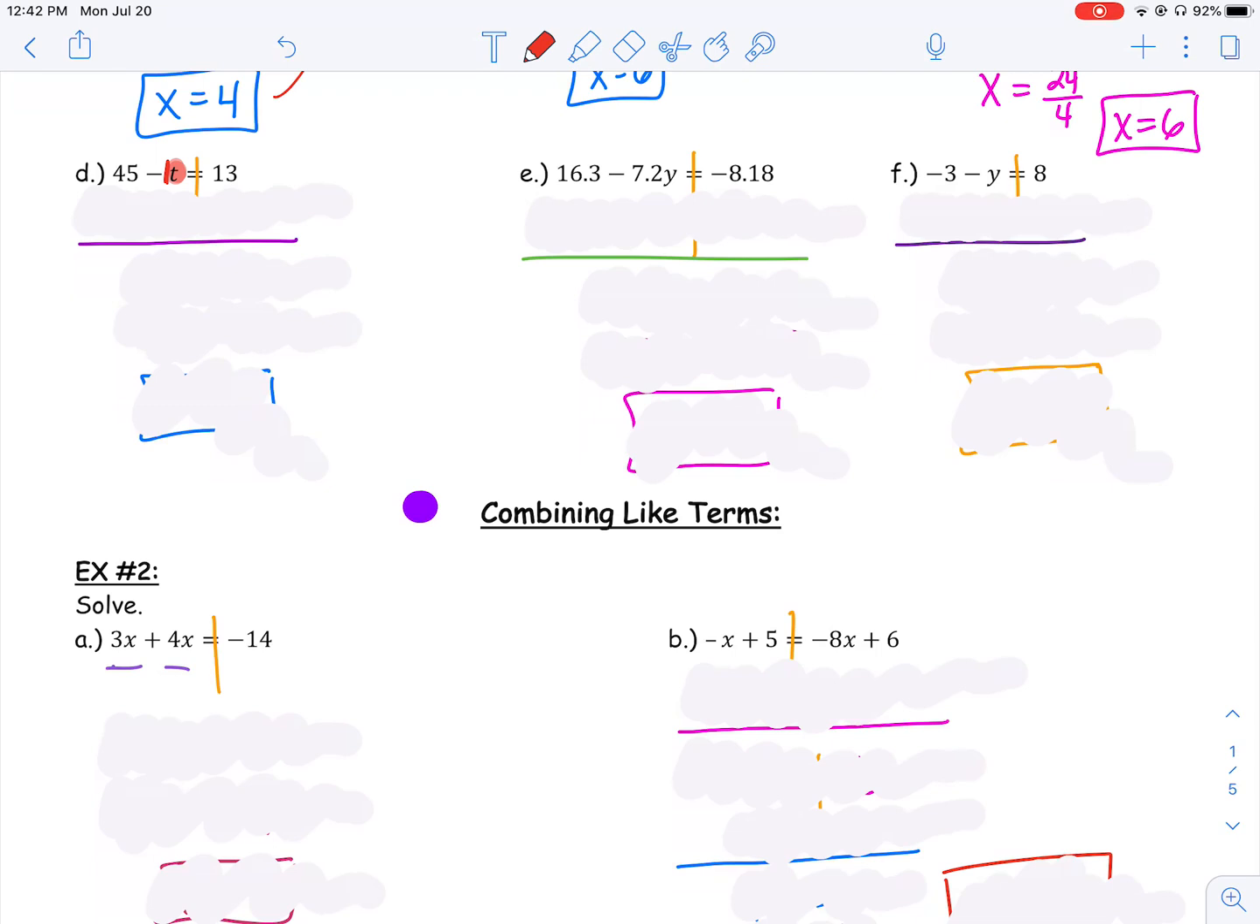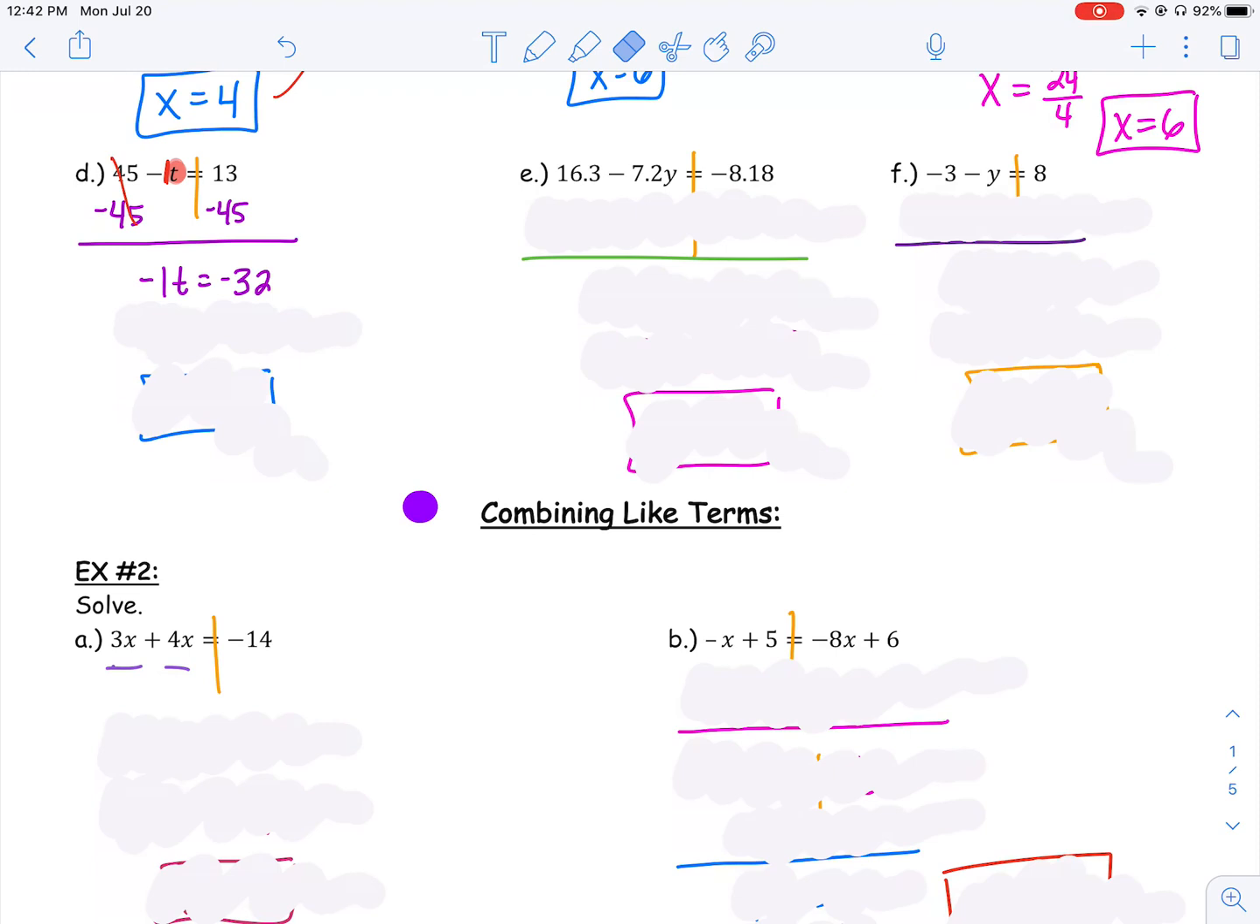Let's go ahead and do the 45 first. Right now, I have a positive 45. So to cancel it, I need a -45, right? So let's subtract 45 from both sides. 45 minus 45 is 0. On the left side then, I'm left with a -1t equals -32. That's 13 minus 45. I still have a -1 that's right next to the t, which means multiply.